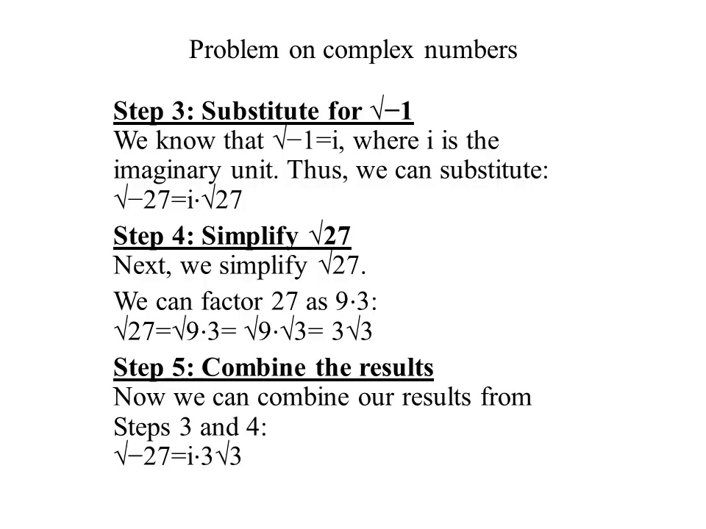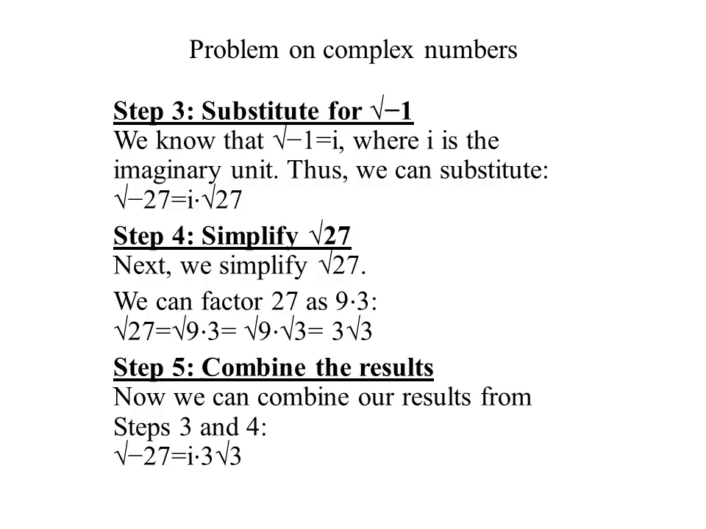In step 4, we simplify the root 27. Before that, we have to find the factors of 27, that is equal to 9 into 3. Therefore, root 27 is equal to root of 9 into 3, that is equal to root 9 into root 3, that is equal to 3 root 3.